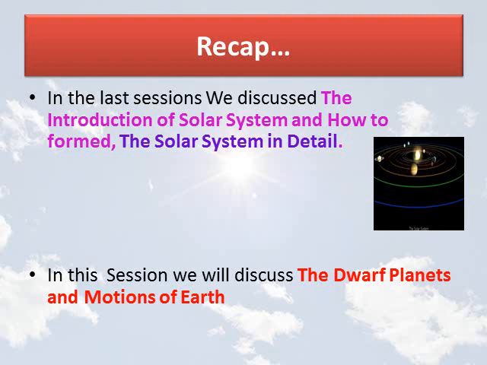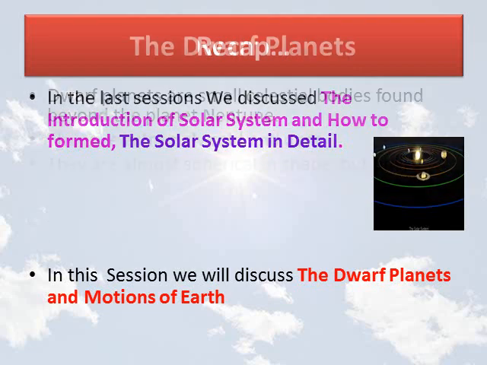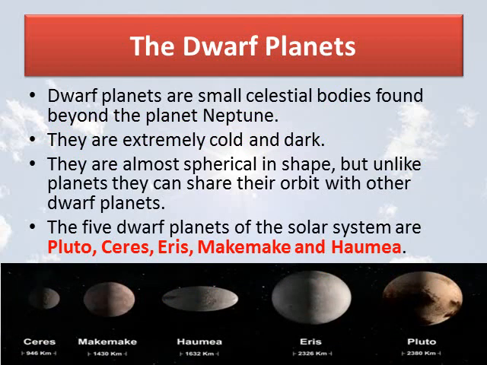Dear children, in this session we will discuss the dwarf planets and motions of Earth. Let me give you a small introduction about the dwarf planets. Dwarf is small. So what are dwarf planets? Dwarf planets are objects similar to the solar system's 8 planets, but they are very small. They are large, roundish objects that orbit the Sun, but have no moons. So children, dwarf planets are small celestial bodies found beyond the planet Neptune. Beyond planet Neptune, you can find small celestial bodies and we call them dwarf planets.